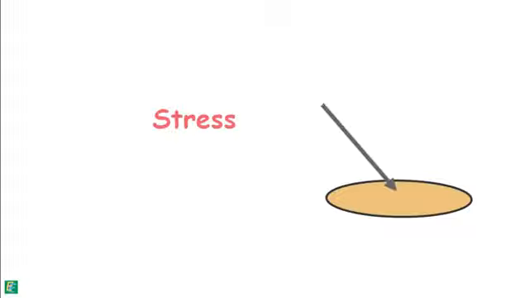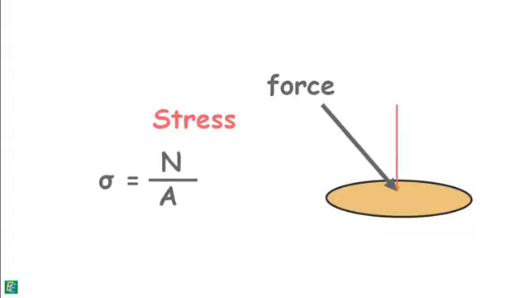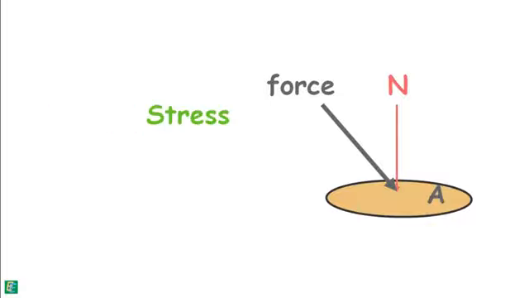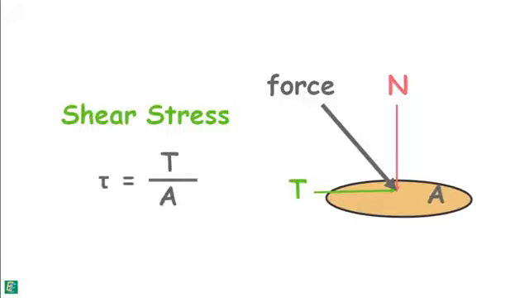The stress developed on a surface because of the force component perpendicular to its area is called normal stress. N is the force component normal to the surface of area A. And the stress developed in the surface because of the force component tangential to its area is called shear stress.